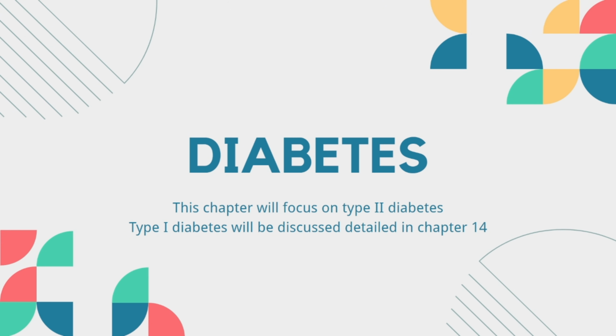Okay. Next is diabetes. This is also new syllabus, which the old syllabus did not touch. The old syllabus does not specify that you need to learn about diabetes. But in the new syllabus, they already mentioned it. In diabetes, we have two types, type 1 and type 2. In this chapter, I will only focus on type 2 diabetes. Type 1 diabetes will be focused on in the next chapter.